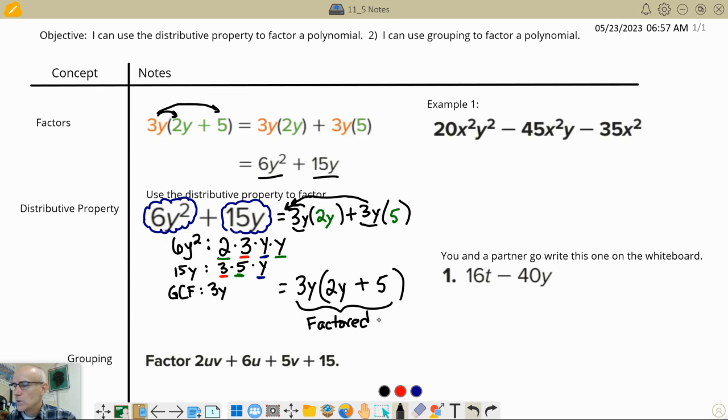And what I want you to do is put the video on pause. I want you to try this one that has 3 terms in it. Okay, put it on pause. Try that one right there.